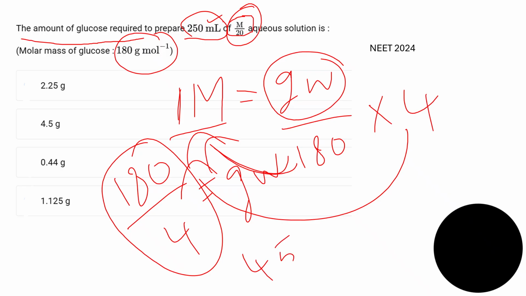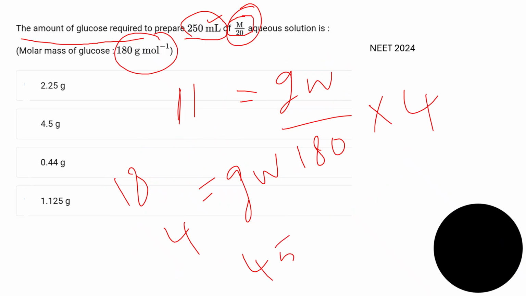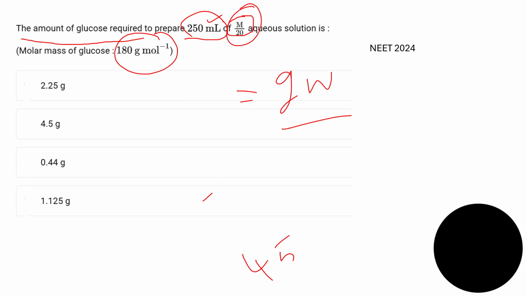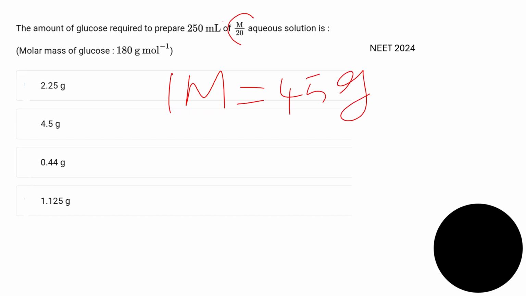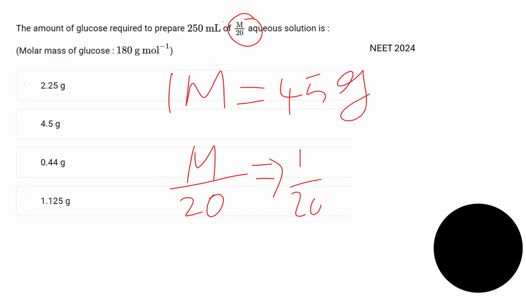The final conclusion is: to prepare 1 molar glucose solution in 250 ml requires 45 gram. Just like this, we are going to solve for M/20. Separately we can write this as 1/20 into M. The value of 1/20 is nothing but 0.05.